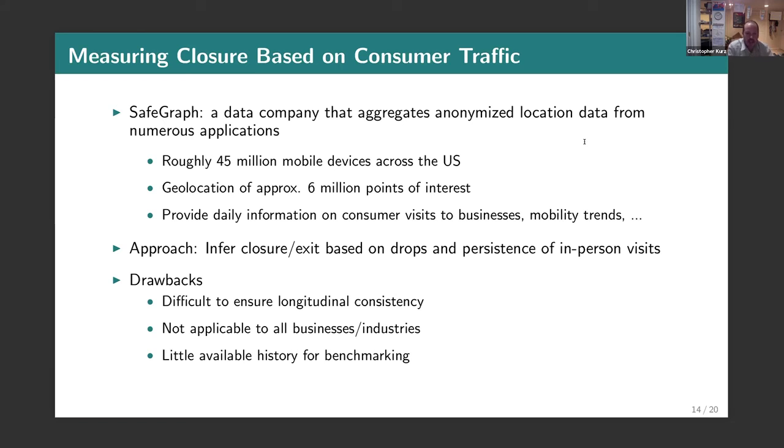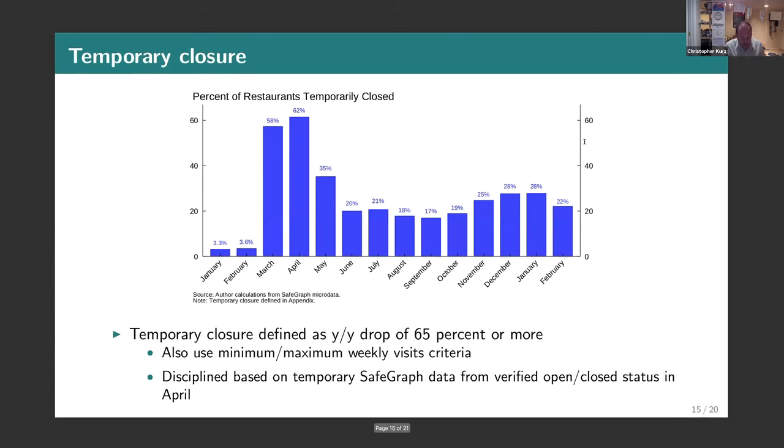There are some drawbacks. I think it's really tough to think about longitudinal consistency. There are lots of changes when new devices get added to their sample. And, just like some of these other data sources, there's not enough history for proper benchmarking or really analyzing how these time series behave. And it's not applicable to all businesses and industries, because if you don't have a fixed address, say you're a food truck, we're not going to be able to track over time how your establishment is doing.